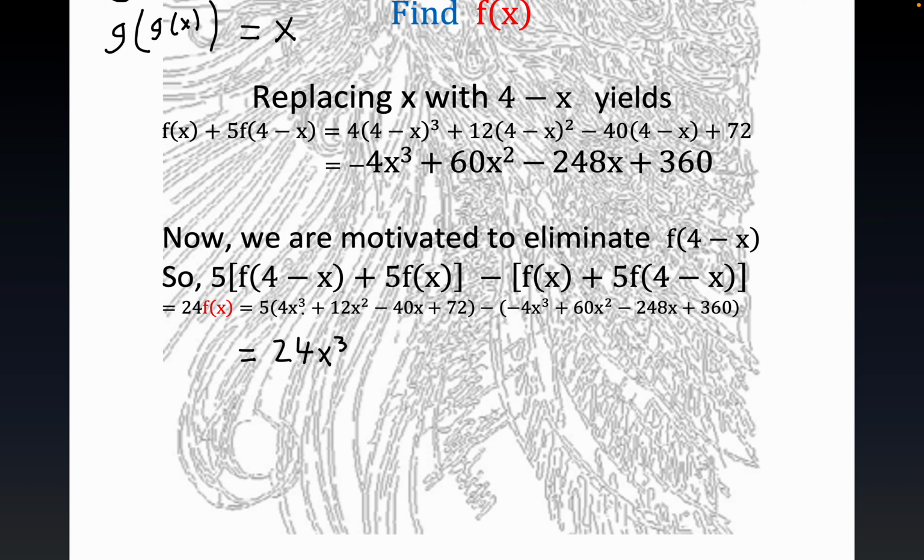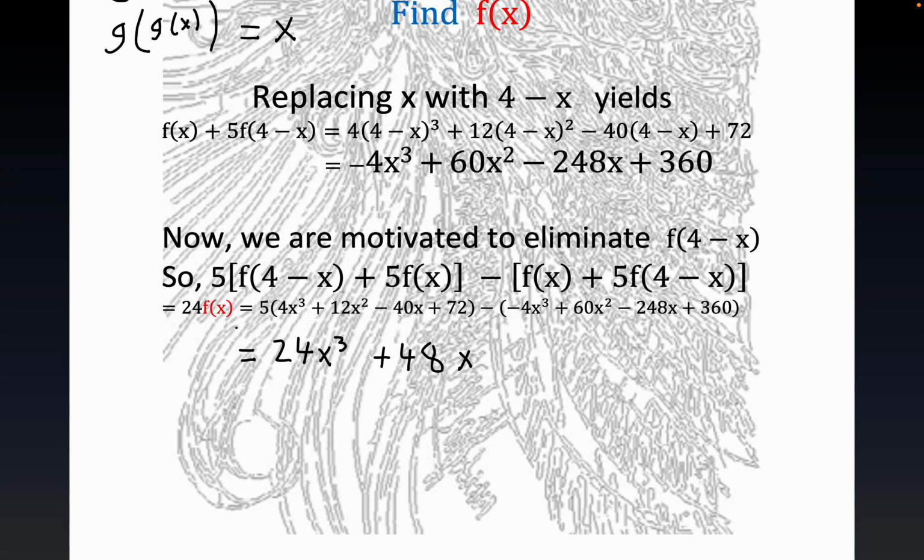Okay. Now let's see here. We have 5 times 12, which is 60, but that gets offset by this 60 right here. Remember, we're subtracting. So there's no squared terms. Okay. Next is we have 5 times minus 40. Well, that's negative 200, but it's minus a minus 248, so we'll get plus 48x. Okay. And then also you'll note that 5 times 72 is the 360 you see here, so the constants go away.